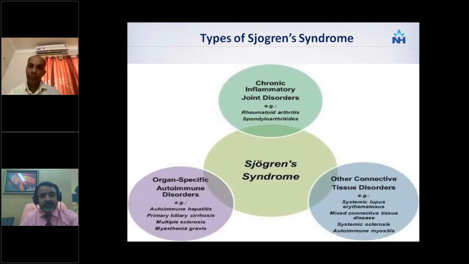You can see the types of Sjogren syndrome in this pictorial diagram. Usually it is associated with rheumatoid arthritis, spondyloarthritis, SLE, mixed connective tissue disorders, systemic sclerosis, and autoimmune myositis. Other organ-specific autoimmune disorders like autoimmune hepatitis, primary biliary cirrhosis, multiple sclerosis, and myasthenia gravis may have secondary Sjogren syndrome.